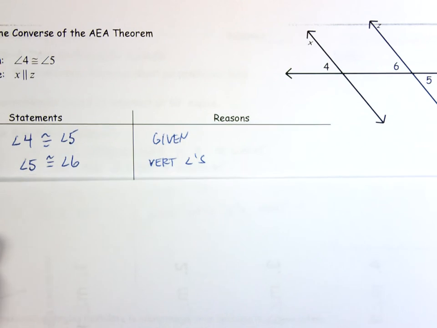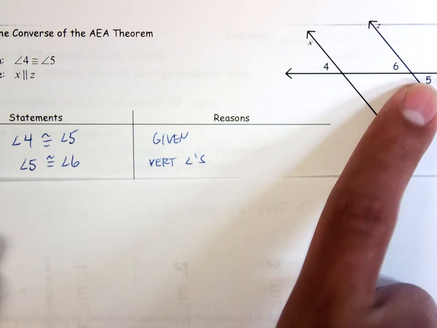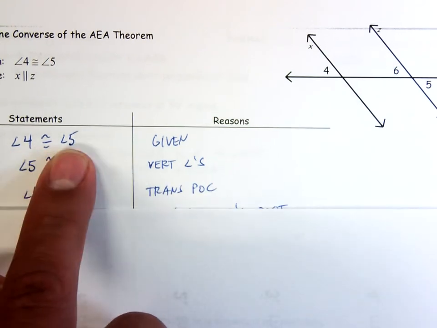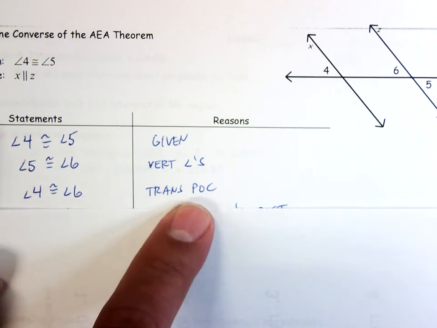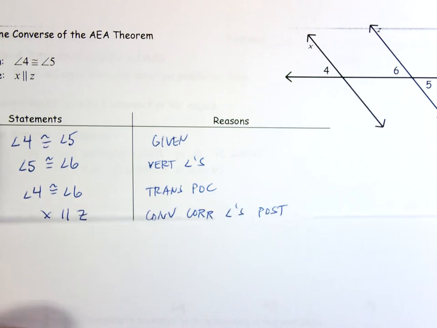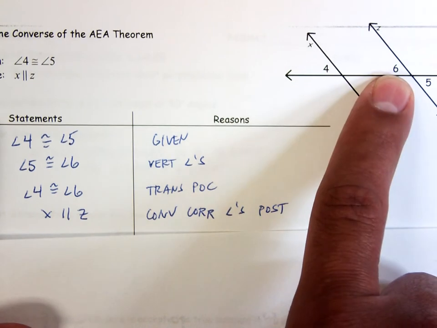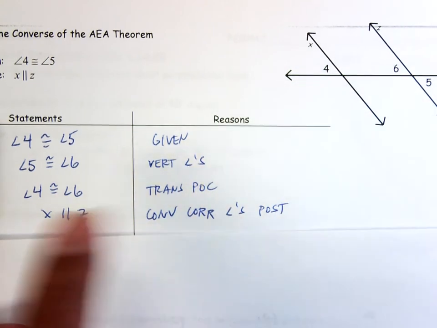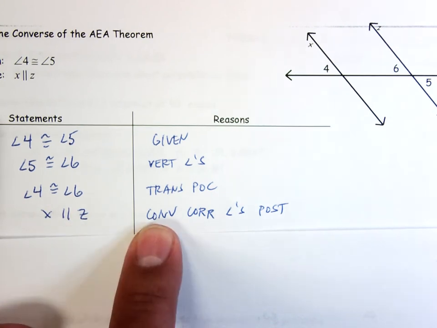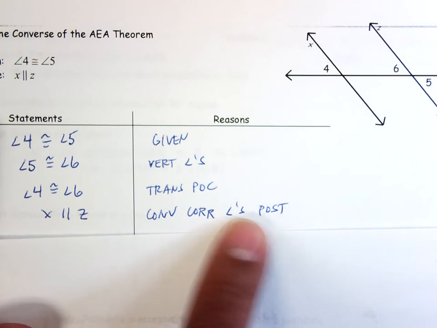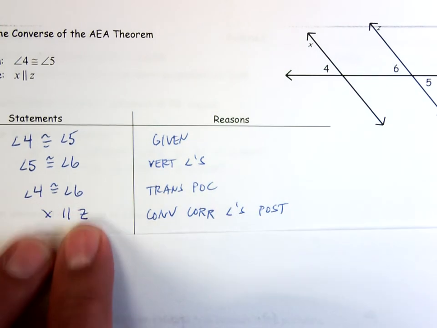Well, angle 5 is congruent to angle 6 because they're vertical angles. So I know 5 and 6 have to be congruent. But if 4 is congruent to 5, and 5 is congruent to 6, then 4 must be congruent to 6 because of the transitive property of congruence. Alright? And now, if 4 is congruent to 6, what kind of angles are angle 4 and angle 6? They are corresponding angles. And if 4 is congruent to 6, then x must be parallel to z because of the converse of the corresponding angles postulate. If corresponding angles are congruent, which we just said that they were, then the lines have to be parallel.